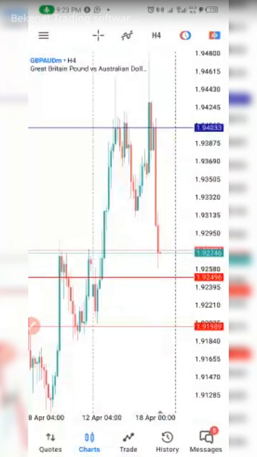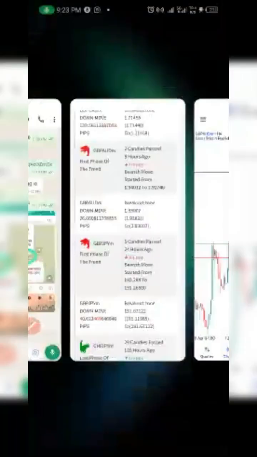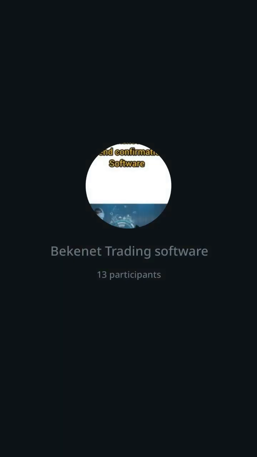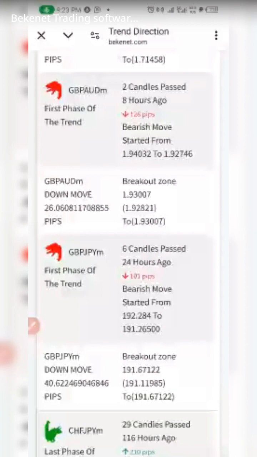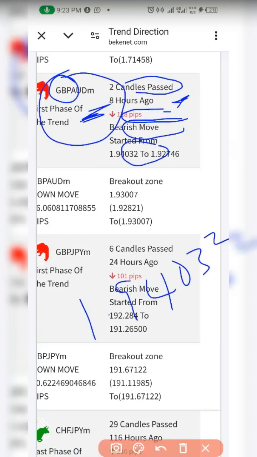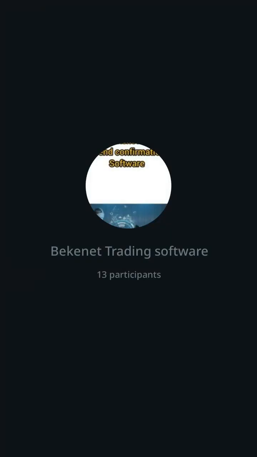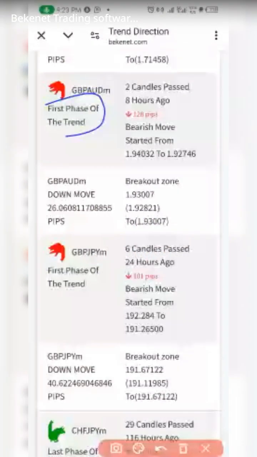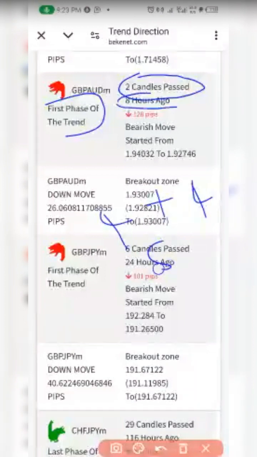As you can see, this is very clear. You understand? It shows me where the trend started from. It's the same thing as the advanced key level, but this one only shows you where the candle started, where the new trend direction started from. So as you can see, it's telling us that this is the first phase. Like I told you, after the first phase, you have the last phase of a bearish move. So this is the first phase. The number of candles that has passed is 2 candles, which is 8 hours. So 4 hours plus 4 hours gives us 8 hours. That is what we are seeing here.